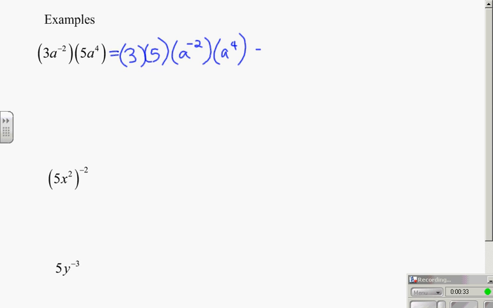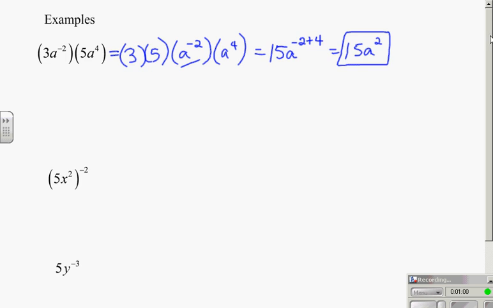So I can combine my constants to get 15. When I'm multiplying like bases, that means I'm supposed to add my exponents, and I get 15a squared. There are often more than one way to do these problems. So I could have moved this -2 below first and then subtracted, and you would get the same answer.